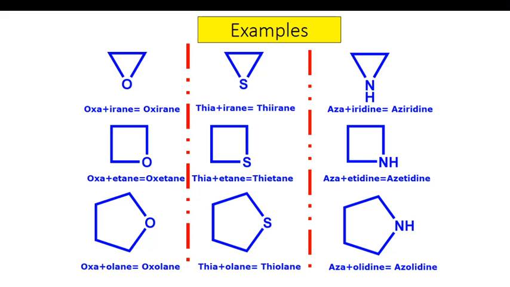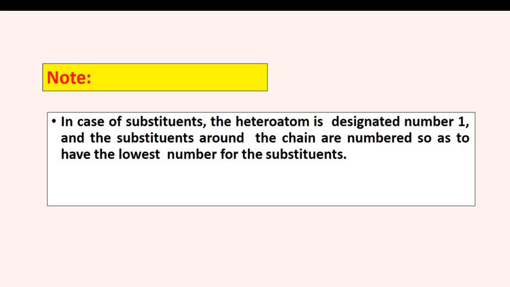So you have to consider this point, and the second one. In case of substituents, the heteroatom is designated number 1 and the substituents around the ring are numbered so as to have the lowest numbers for the substituents. So for substituents you have to give the lowest number. This point is very important.